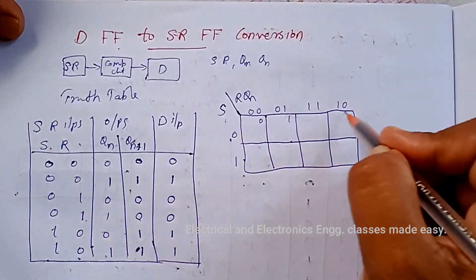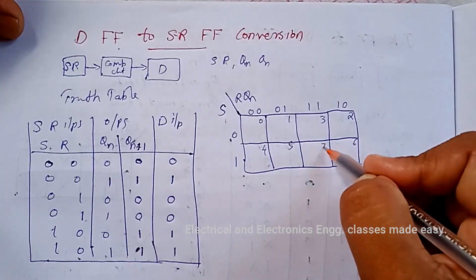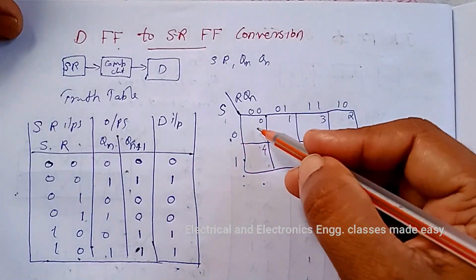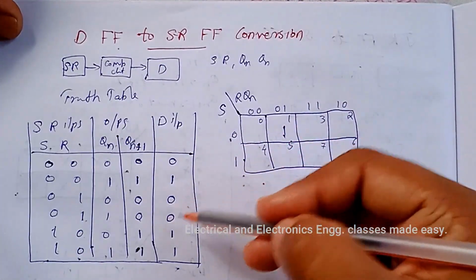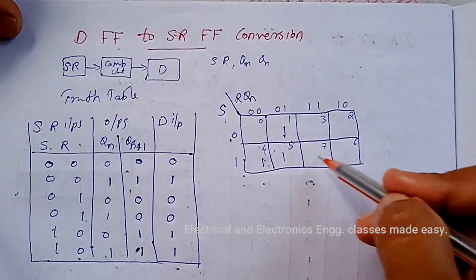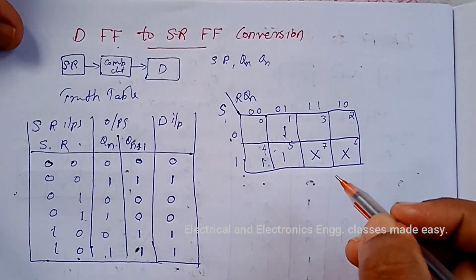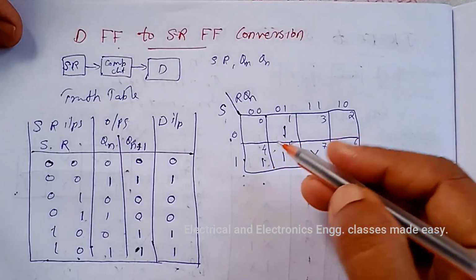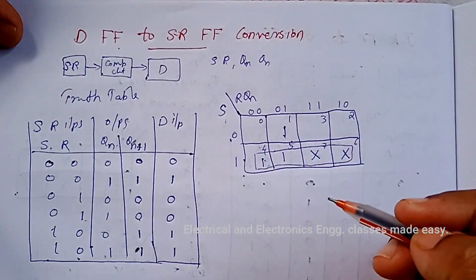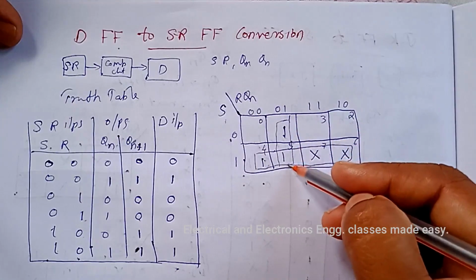Here 0 1 2 3, then 4 5 6 and 7. The D input is 0, then 1 0 0, then 1 1 1 1. 6 and 7 we have to put here, don't cares. And these 4 squares we can combine. Also these 2 squares we can combine.